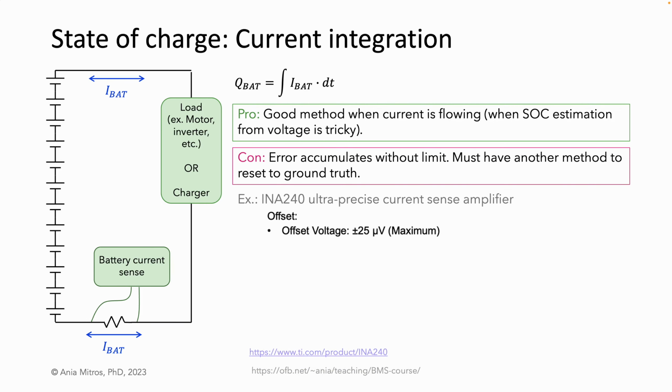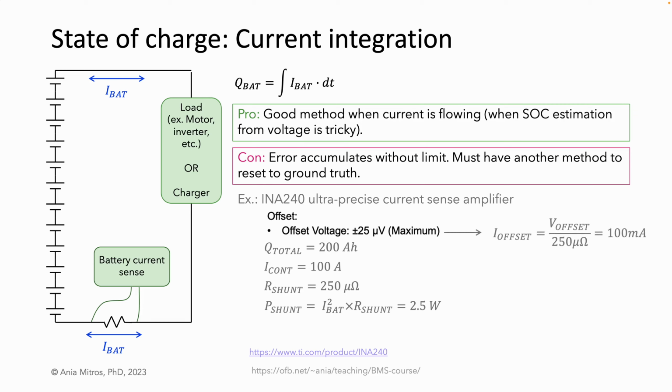Let's use the Ania 240 current amplifier as an example. This is an excellent high-precision sensor with only a 25 microvolt offset error. Let's say we've designed for a 200 amp hour battery for an application that may draw continuous current of 100 amps, and we've chosen a 250 microohm shunt to keep the power dissipation in the shunt to a manageable 2.5 watts. You might see numbers roughly like this in an electric car or home solar battery. That 25 microvolt offset voltage error translates to a 100 milliamp offset current error.